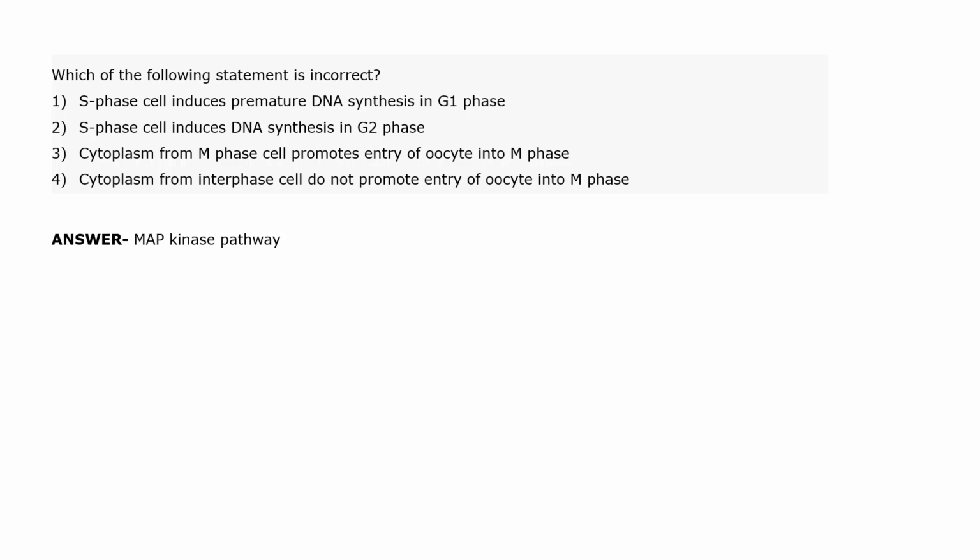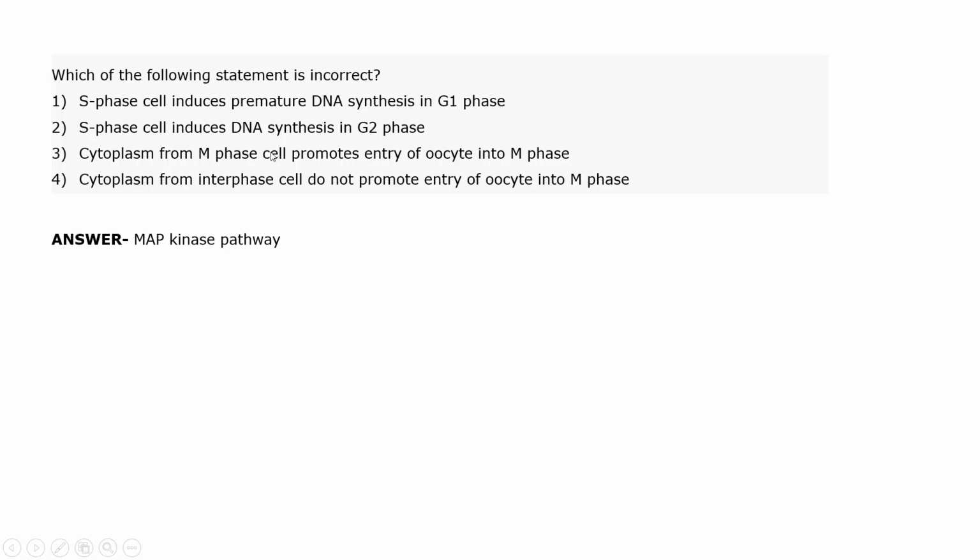It can go from G1 phase to S phase to G2 phase, M phase, and then into G1 phase. So, even if you introduce a cytoplasm from S phase into a G2 phase, it cannot induce DNA synthesis, because G2 phase comes after S phase and it cannot revert back into the previous phase that it has gone through. So that statement is incorrect.